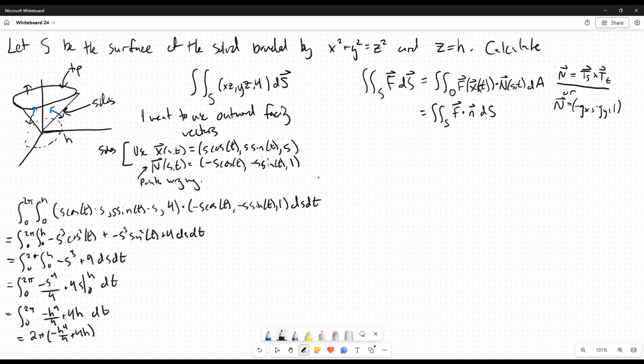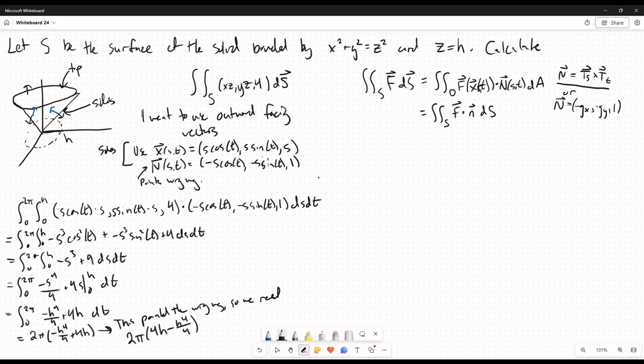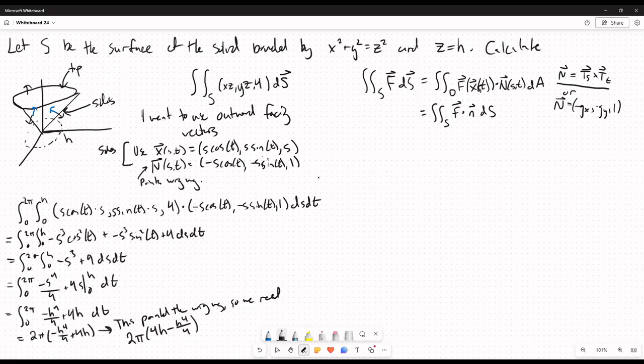But remember, this pointed in the wrong direction. So we actually need the negative. So we can write 2 pi times 4h minus h to the 4 over 4 instead. And that'll do the job. So we have our sides. This is the integral for the sides.